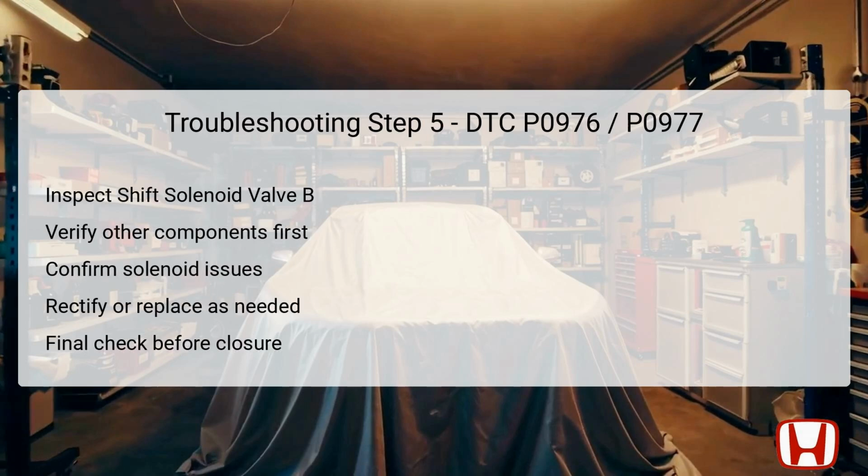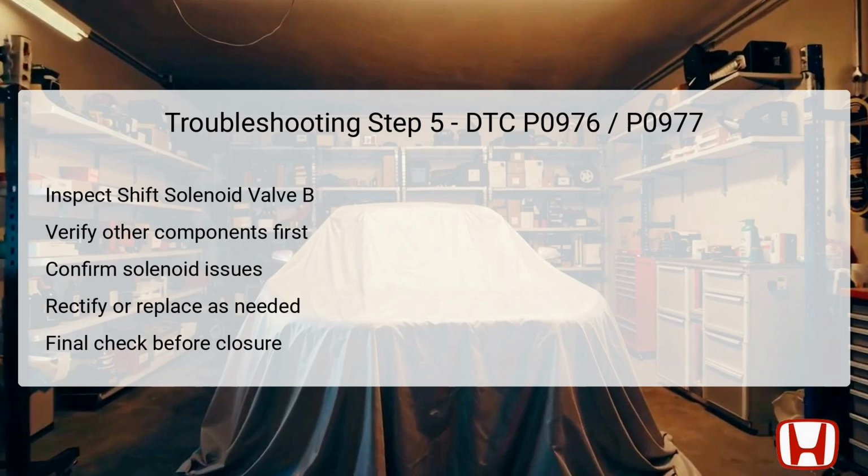The final troubleshooting step entails a focused inspection of the Shift Solenoid Valve B itself. But this should only occur if other components indicate normal conditions. If prior inspections rule out problems with the wiring and TCM, it's likely that the solenoid is at fault. Confirming issues with the solenoid involves looking for signs of mechanical or electrical failure. Based on these findings, rectification might involve either repair or replacement of the solenoid.